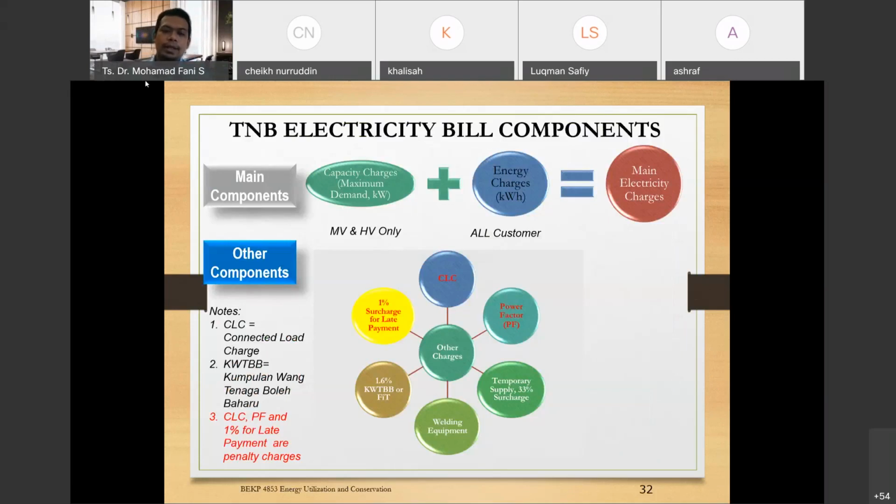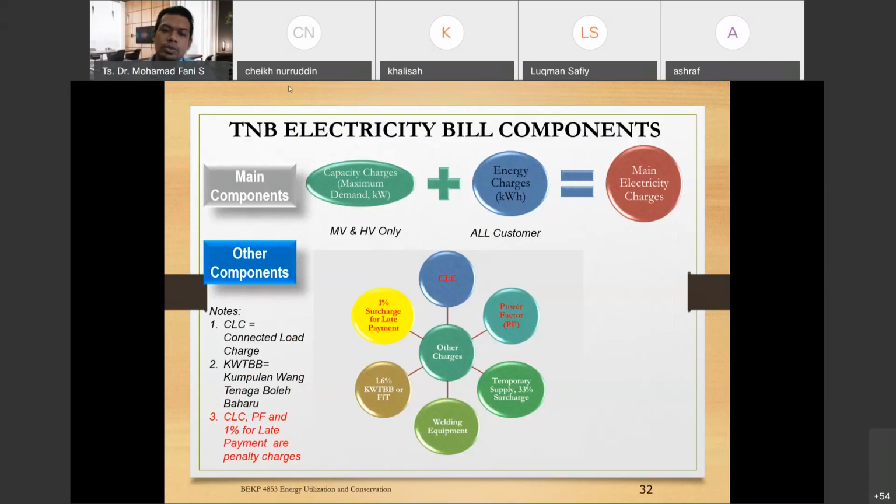Okay, the TNB electricity. Let's move to this slide. So, before that, is there any question? No questions. We proceed. TNB electricity bill component.